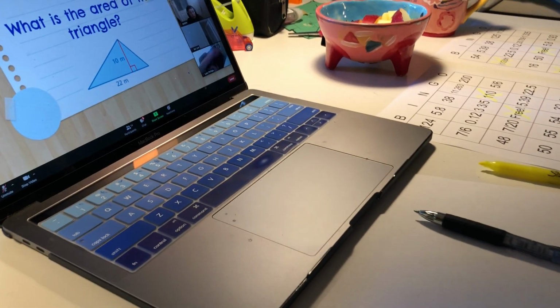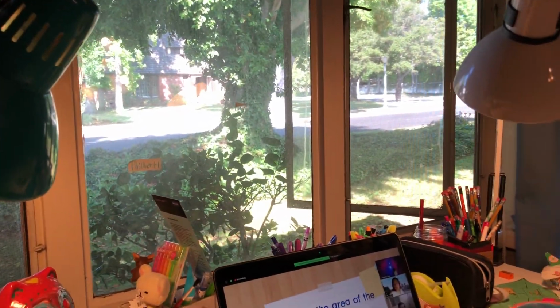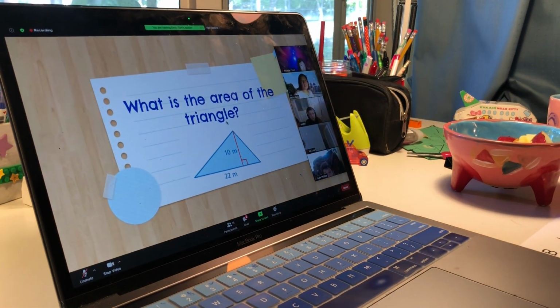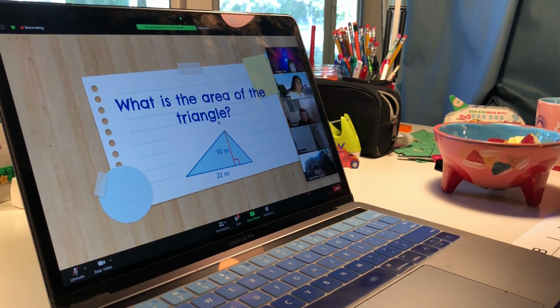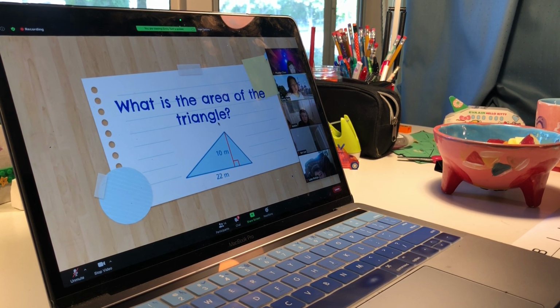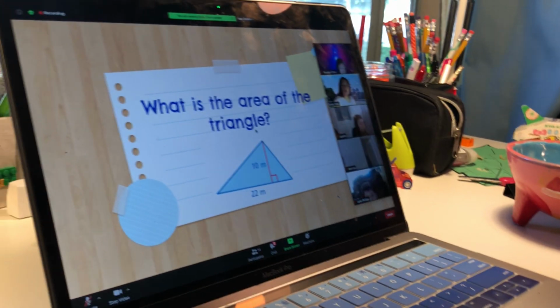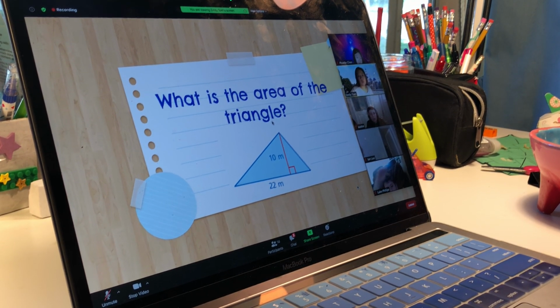110. Okay, so area of a triangle is 1/2 base times height. So the base times the height is 22 times 10. And anything multiplied by 10, you just put a zero at the end. So that's 220. And then 220 divided by 2 is what you're looking for. So we have 22 divided by 2 is 11. And then you add that zero back on. So it's 110. 110 meters squared.